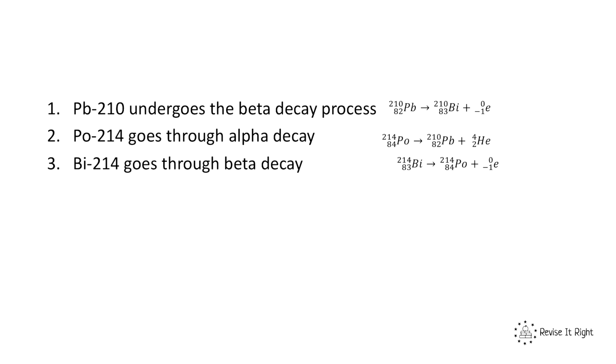Okay then, let's go through the answers. For number 1, you should have had lead-210 undergoing beta decay and therefore producing bismuth, which has a mass of 210 and an atomic number of 83. Then you have polonium-214 going through alpha decay, so it's produced lead-210 with an atomic number of 82 plus the helium nucleus or the alpha particle, 4, 2. So that should have been your answer for that. And for question 3, bismuth-214 going through beta decay, therefore producing polonium with a mass of 214 and an atomic number of 84.